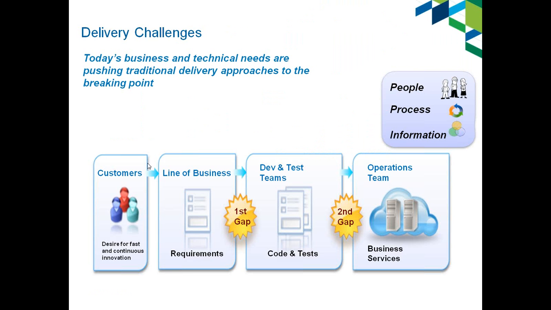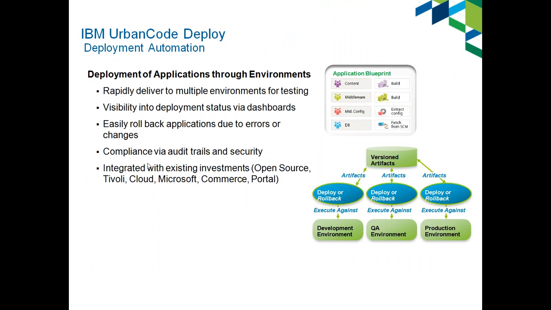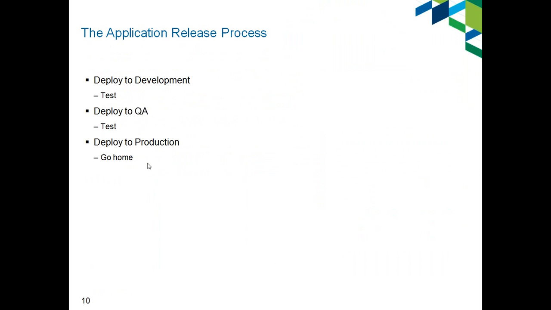Now, since we have a couple of minutes, what I want to do now is just make you aware of one other area of product functionality that we have within UrbanCode, which is really focused around the application release process. And you might start to think that the application release process looks a little bit like this: deploy to dev, test, deploy to QA and test, deploy to production and go home. Well, the reality is slightly different. It doesn't really work like that.